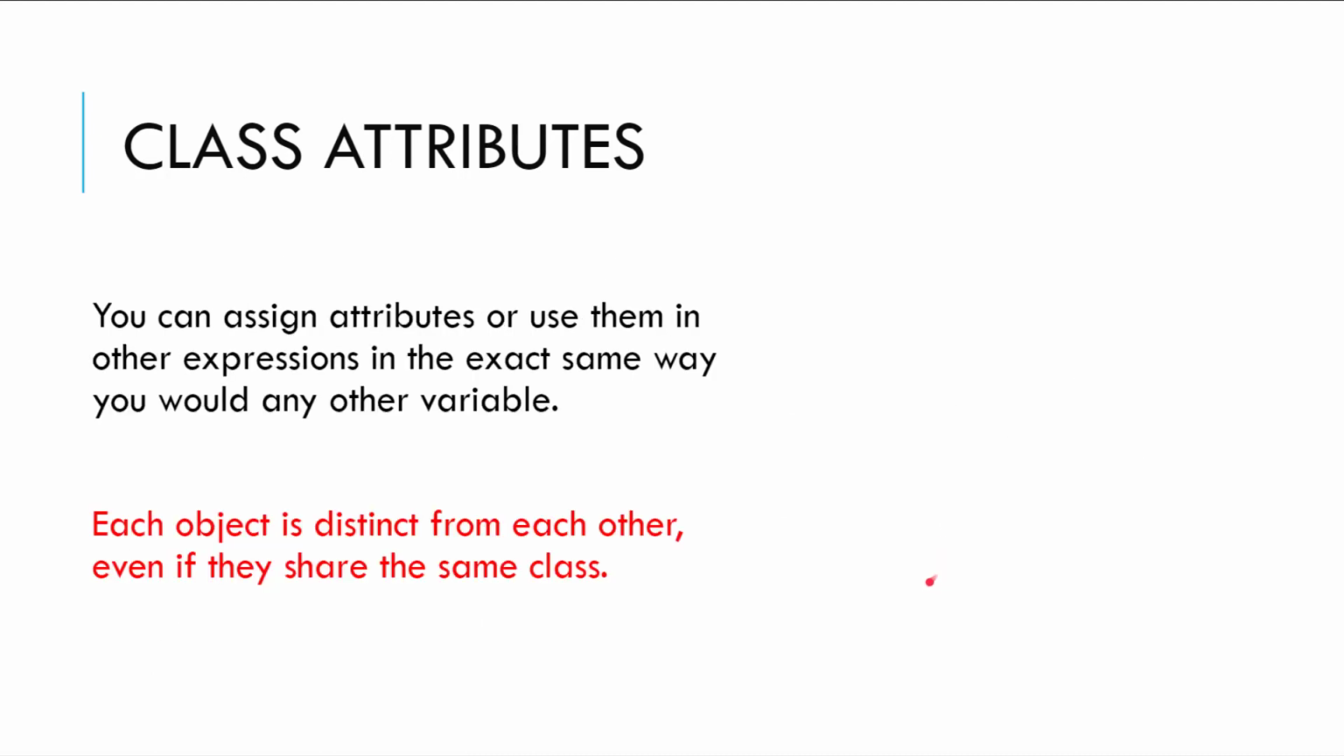Now, something to think about is that you can assign attributes or use them in any other expressions in the exact same way you would use any other variable. However, each object that you create from the parent or base class is distinct from each other. So think of them as separate entities, even though they share the same attributes and methods. So let's look more closely then at the main areas of object-oriented programming.